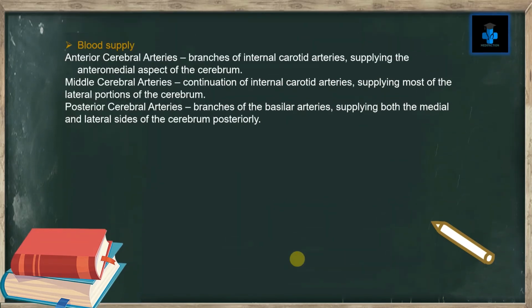Blood supply. Number 1 is anterior cerebral arteries, branches of internal carotid arteries supplying the anteromedial aspect of the cerebrum. The next blood supply is contributed by middle cerebral arteries, which are a continuation of internal carotid arteries supplying most of the lateral portions of the cerebrum. Third one is posterior cerebral arteries, which are branches of the basilar artery supplying both the medial and lateral sides of the cerebrum posteriorly.